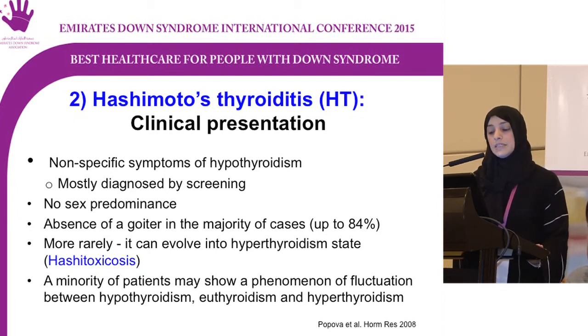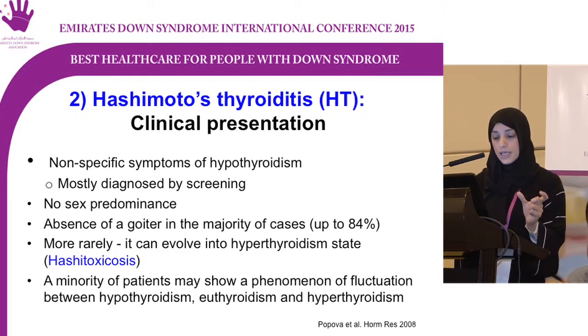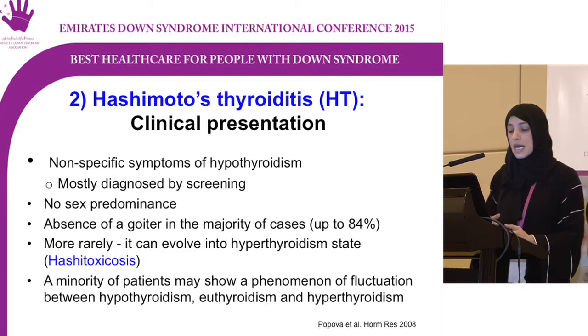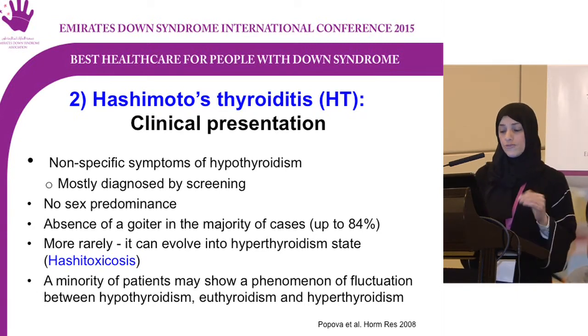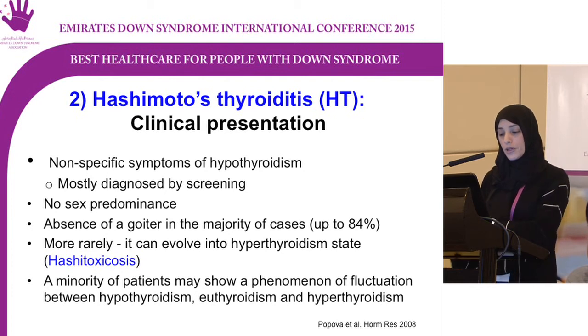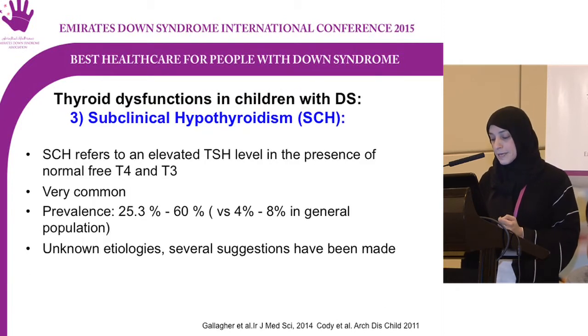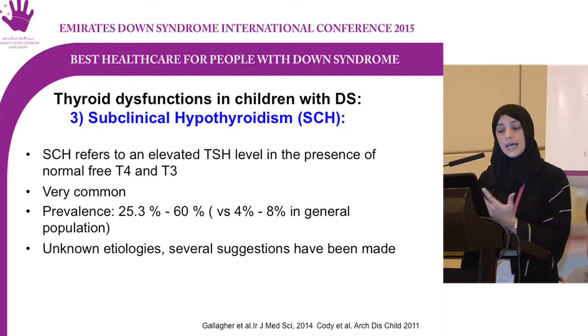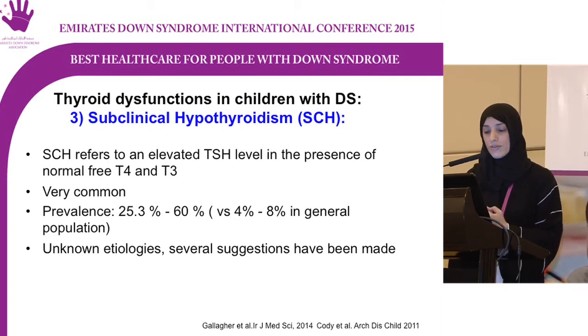And there is an entity where the kid might flip from hypothyroidism to hyperthyroidism, so we label them as hashitoxicosis. A minority of patients will make it even more complicated, where they move from hyper to euthyroid and will flip over again. And this is an entity that has to do with the thyroiditis itself.